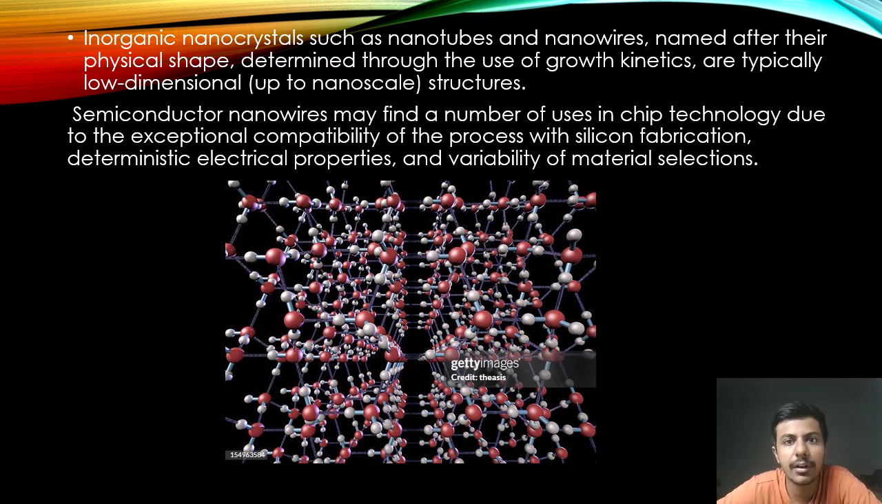Semiconductor nanowires may find a number of uses in chip technology because they are very compatible with the process of silicon fabrication, and have deterministic electrical properties and variability of material selections. They are very small and can be easily fabricated on semiconductors, so they are very useful in chip manufacturing.